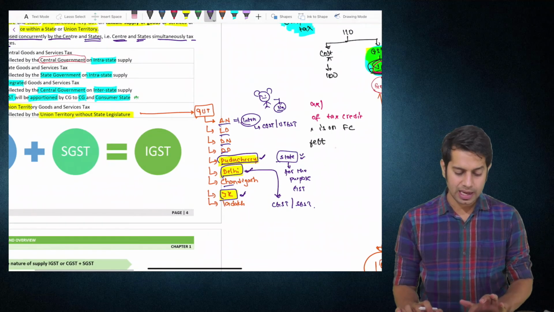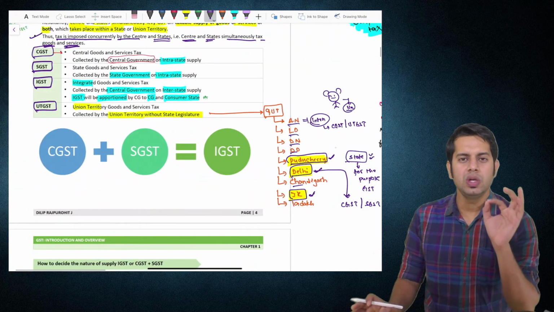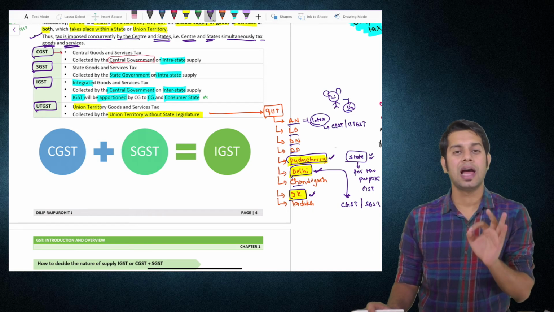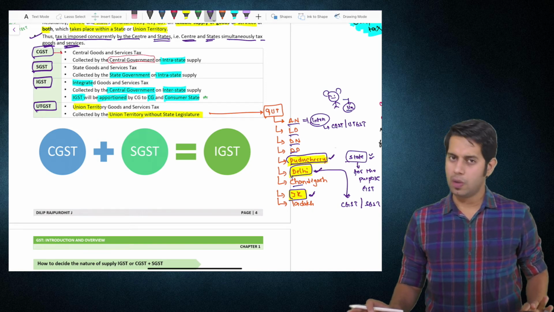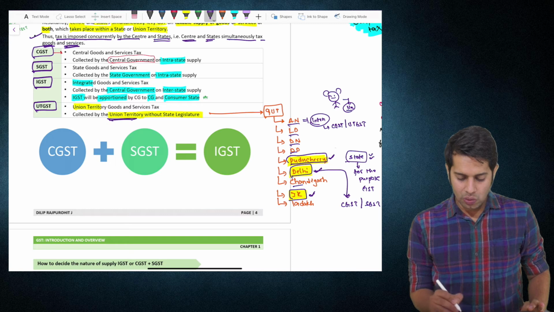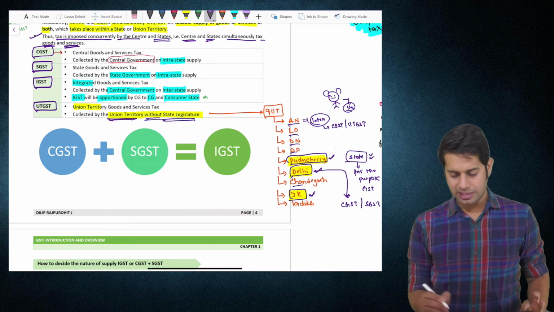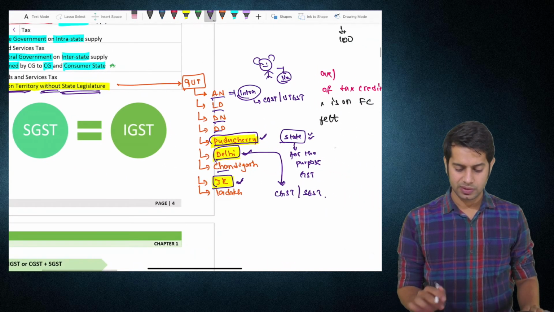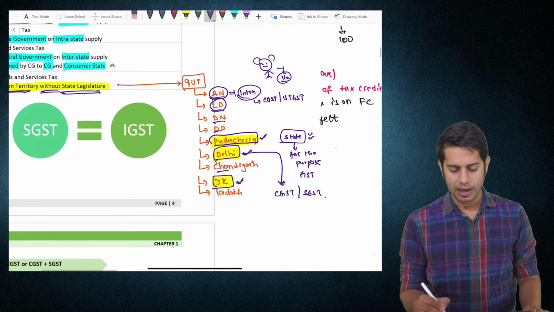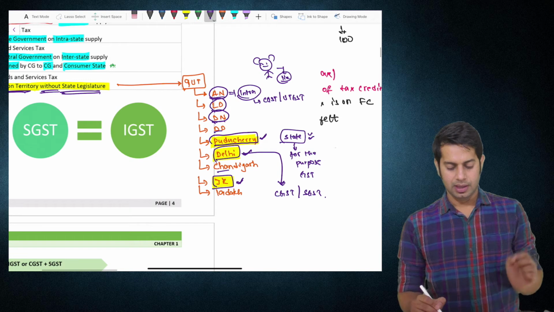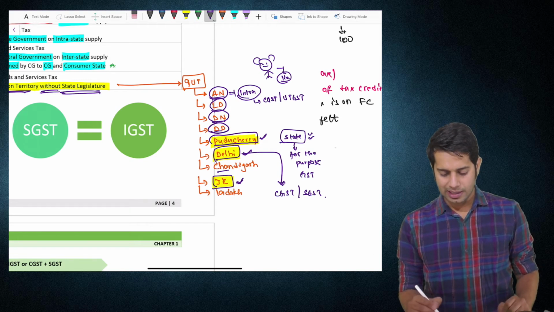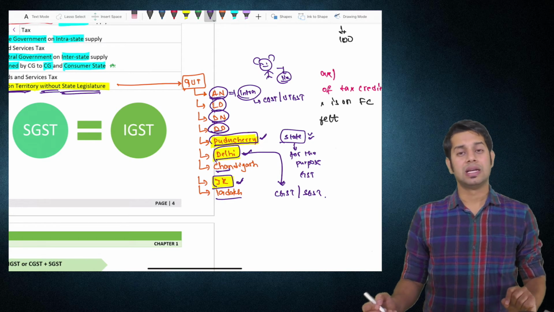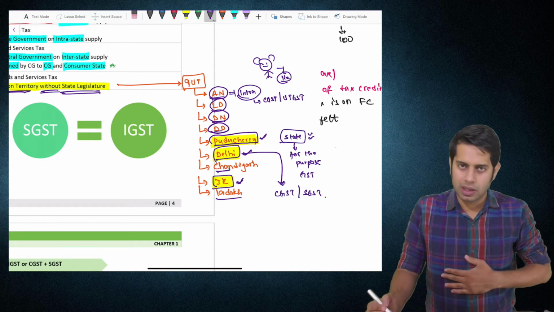I hope this point is clear. I'll repeat this point. See, UTGST is a tax which is levied in a union territory which does not have an authority to make its own government. So it is levied in union territory without legislature. Which are the union territories without legislature? Andaman Nicobar, Lakshadweep, Diu Daman, Dadra Nagar Haveli, Chandigarh and Ladakh. These are the union territories which don't have the power to make the government.